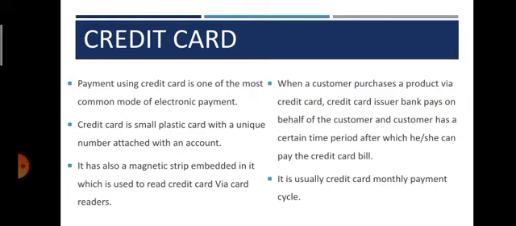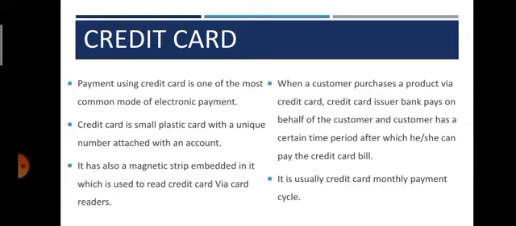It is usually a monthly credit card payment cycle. That means the payment cycle is within a month. For the first month, if you have bought something, then you have to pay the credit card bill, otherwise you do not need to pay the bill. This is a monthly cycle, so every month you have to pay the bill if you are buying something. So this is all about credit cards. Payment using a credit card is one of the most common modes of electronic payment.